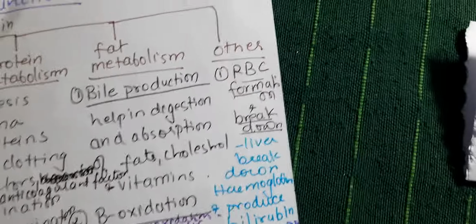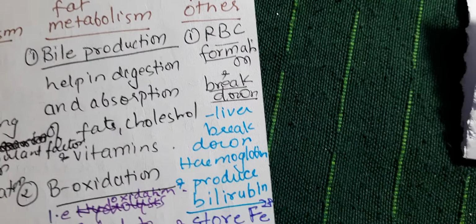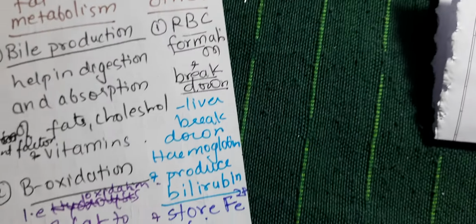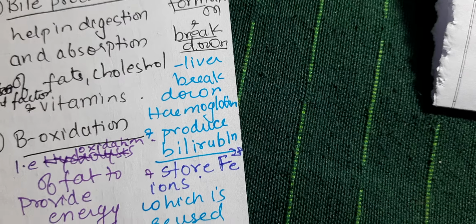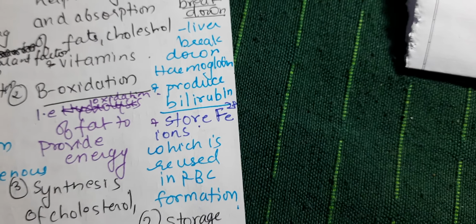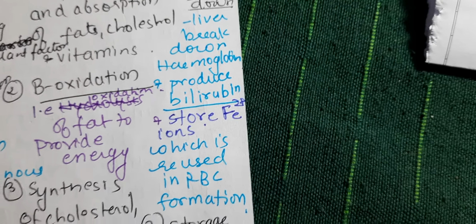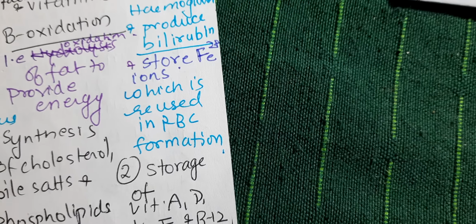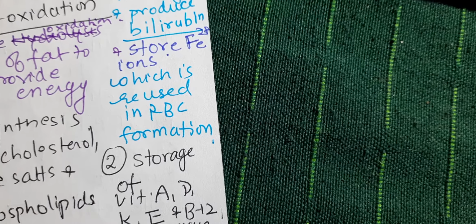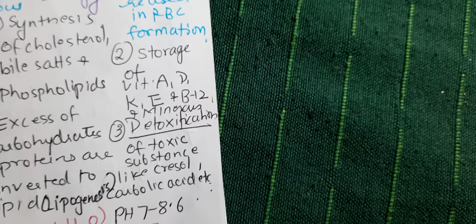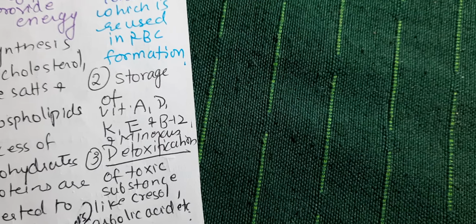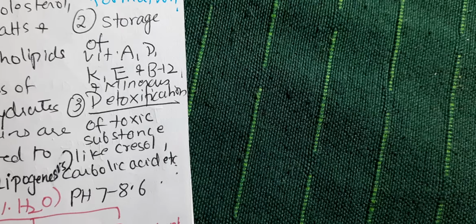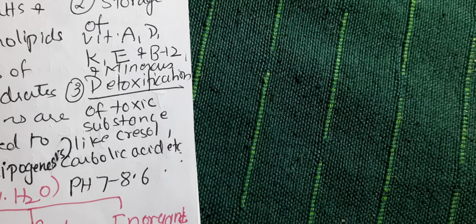The other functions of the liver include RBC formation and even their breakdown. Formation means maturation especially occurs over here. The liver breaks down hemoglobin and produces bilirubin. So bilirubin is one of the bile pigments, and the liver stores the iron which is reused in the formation of RBC. It stores the fat soluble vitamins A, D, K, and it also plays an important role in detoxification of toxic substances.